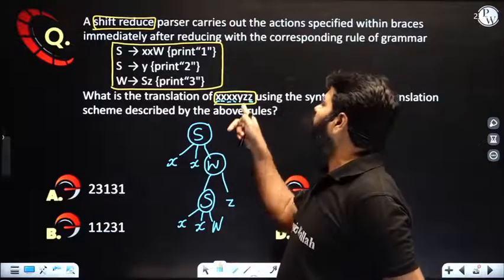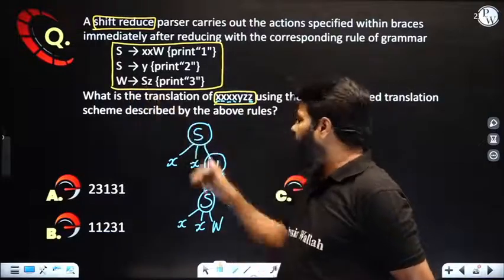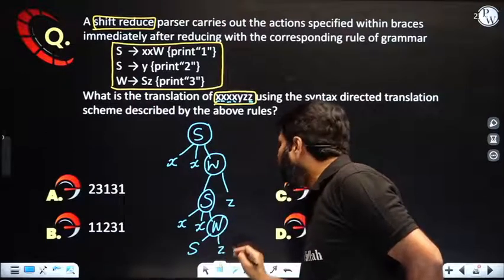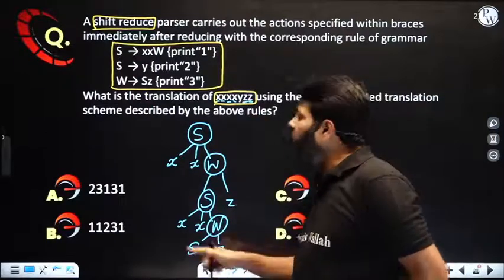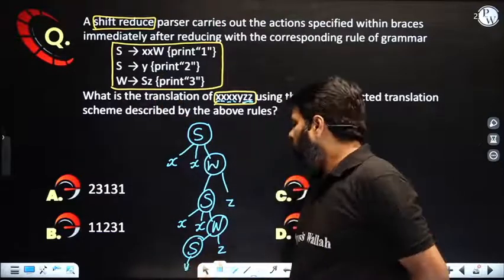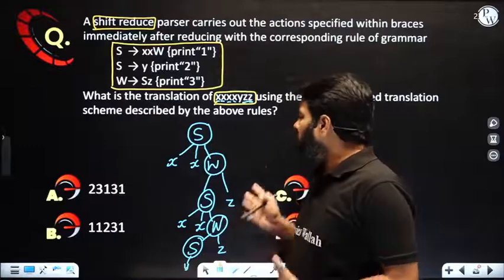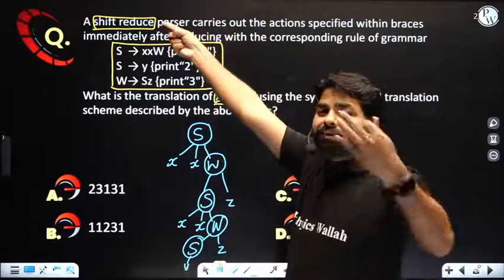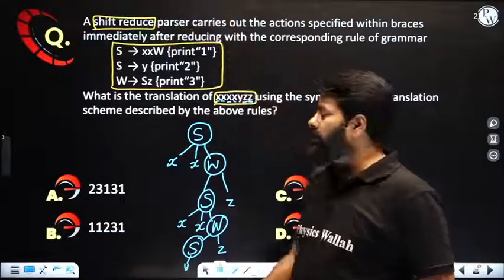W has to produce YZ, but W have SZ, so you need to take that. W you have S and Z, so one Z is produced. Now S has to produce Y, so we can write Y. Done. Right, now we got the whole parse tree. Using this parse tree, you need to number that RMD and then reverse of RMD to do the shift reduce evaluation.